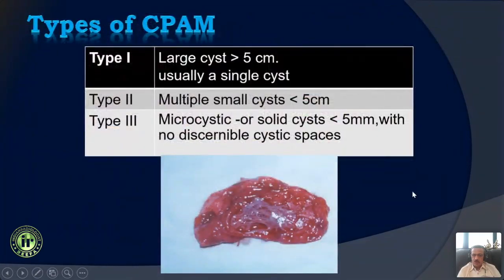Now, this is an old classification which was based on histopathology. A lot of people have given it up, but overall, I still feel that it's a good way of describing these lesions. It's a good way of prognosticating lesions, and therefore you can still use it. So typically, type 1 is multiple large cysts, usually more than 5 centimeters. Type 2 are multiple small cysts less than 5, and type 3 are microcysts, or they are solid cystic lesions, typically less than 5 millimeters.